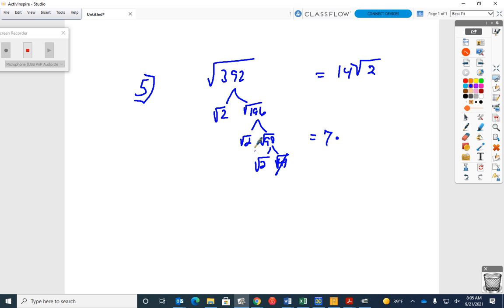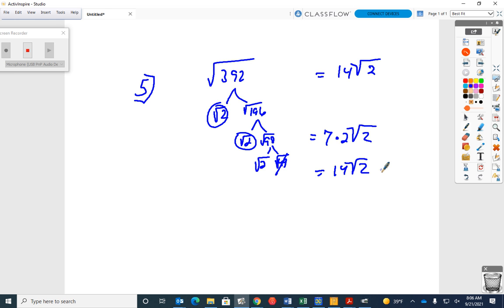Do I have any other numbers that repeat? I have three 2s here. Is there a pair of any of them? There's 1, 2. So now if I have two of them, what is removed and taken outside the radical sign? A 2. What's the only thing left inside there? A 2. What's 7 times 2? 14. Okay, did I get the same answer? Yes, I did.